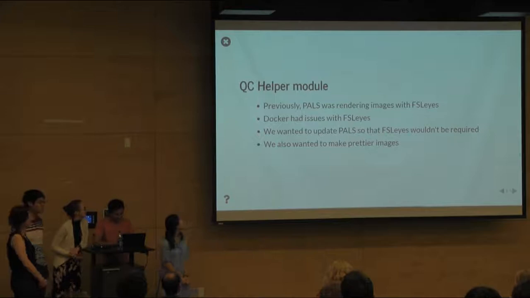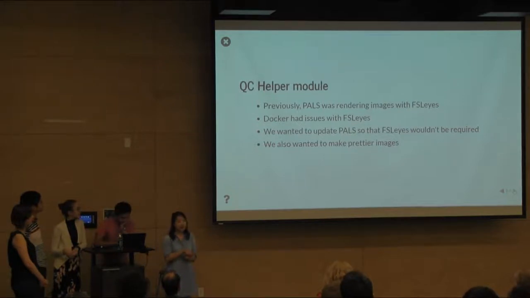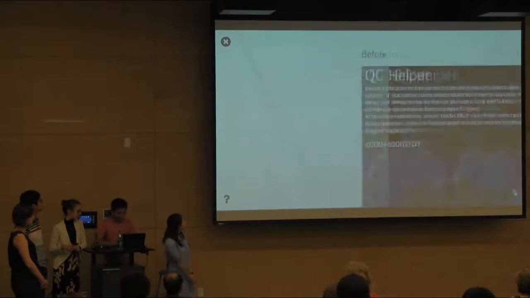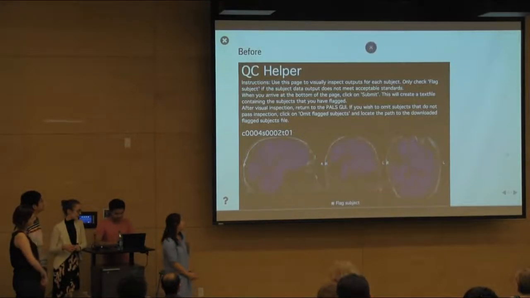And then also, when we put NiPipe into the Docker, we had some issues with running FSLeyes in Docker because there was an issue with NeuroDebian. And we had also wanted to improve images in the PALS toolbox. And so we decided to just try to get rid of FSLeyes and move into NiLearn. And this is what our QC page looked like before.